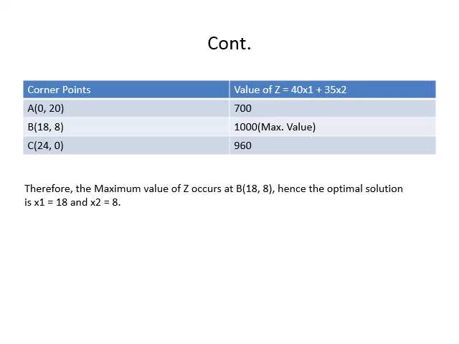Therefore, the maximum value of Z occurs at B equal 18 and 8. Hence, the optimal solution is to produce x1 equal 18 and x2 equal 8. This is optimal because this combination of x1 and x2 yields a very high profit comparatively with other points.